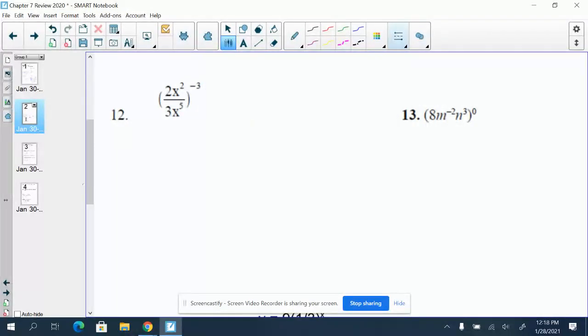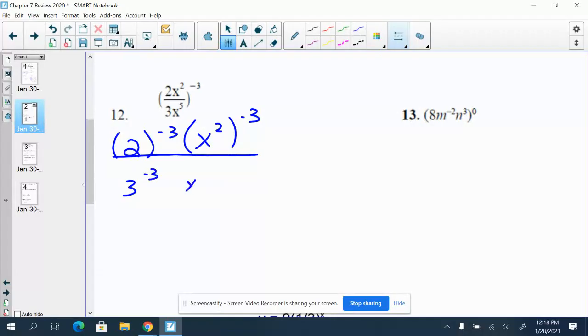So you're going to write down everything to the third power. So it's going to be 2 to the negative third, x squared to the negative third. Okay, the bottom is going to be 3 to the negative third, and x to the fifth to the negative third. So now you just take your numbers. Now remember, like we said before, if these are negative, they go to the bottom.